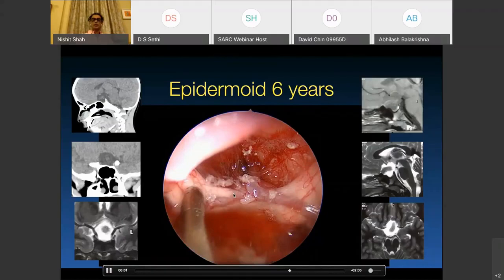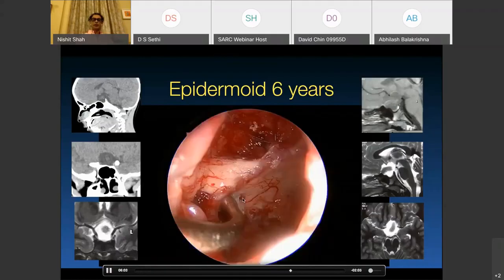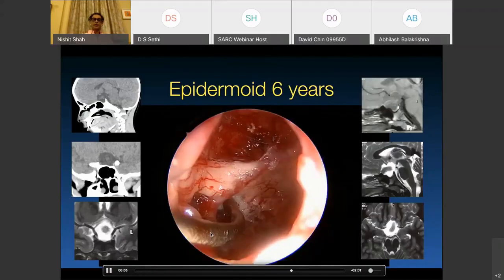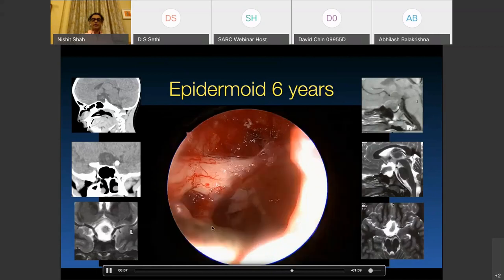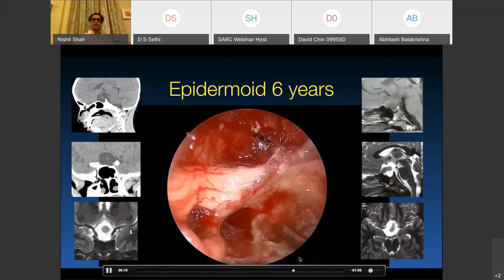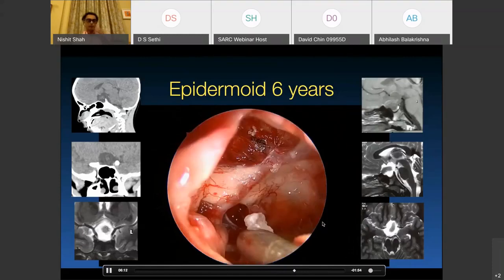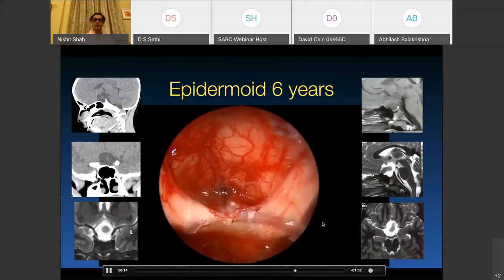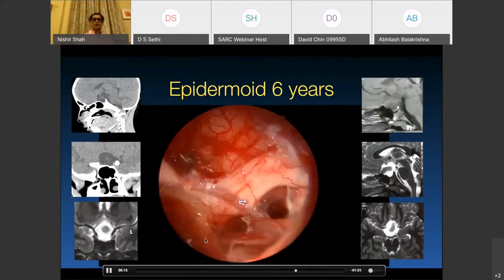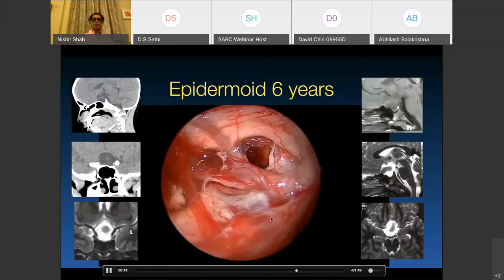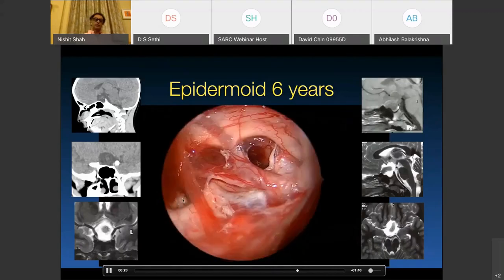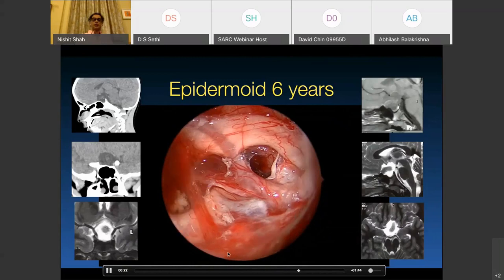So on both sides, you have the anterior cranial fossa, you have the carotid artery now very clearly defined on both sides. That's the last bit now of the epidermoid coming out. So you have a little bit of arachnoid at the back. So optic nerves on both sides, the carotid arteries on both sides, and the pituitary stalk in the center.